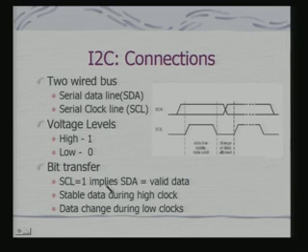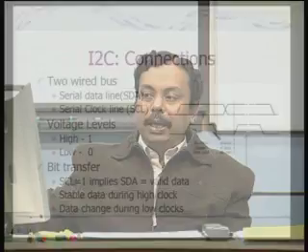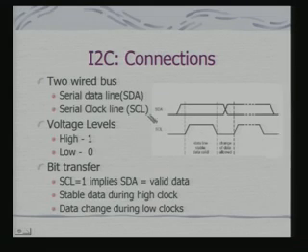So, the data needs to remain valid during the high clock. And the data changes during low clocks. So, the transition takes place during low clock. The data transition takes place when the clock is low. So, change of the data is allowed when the clock is low. And this clock is therefore controlling whatever bus transactions take place on the I2C bus.